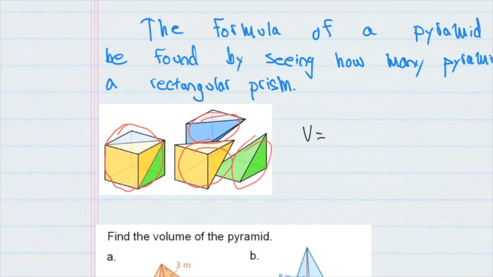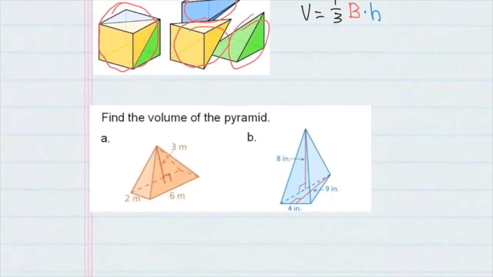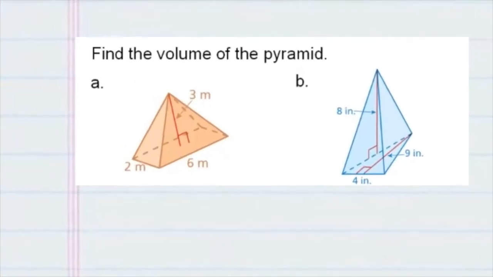Well, it's only 1/3 of the volume of a prism, which we just found out was the area of the base times the height. And remember, the base can change depending on what the shape is. So let's scroll down now and take a look at some of these pyramids.